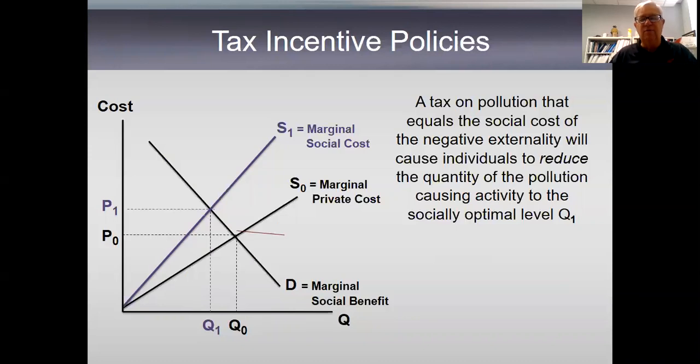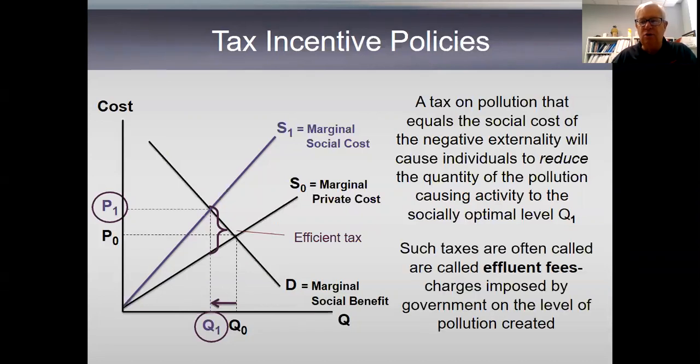Let's look at the tax incentive policy as an example of how we could go about reducing the negative externality. So here we've got a situation where you've got the marginal private cost represented by S0, marginal social cost represented by S1. We're currently paying the price P0. We should be paying the price P1. One thing the government could do is impose a tax on the producers that would shift their supply curve so that it mimics that marginal social cost, pushing us up to a point where you would see the price increase to P1 and you would see the quantity decrease down to Q1.